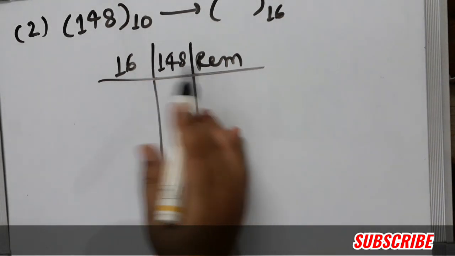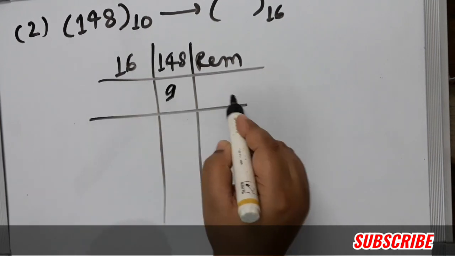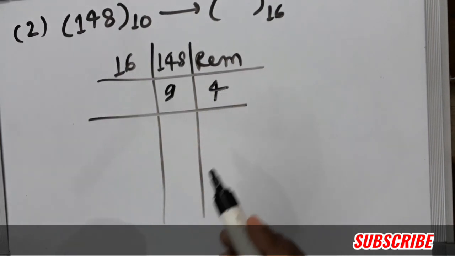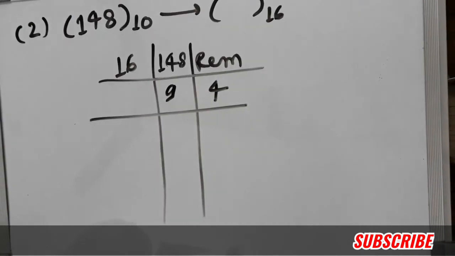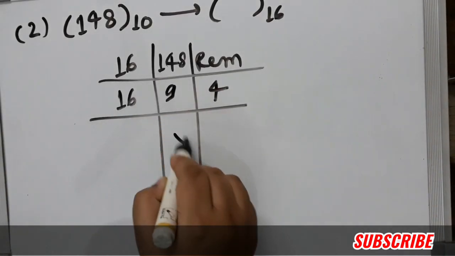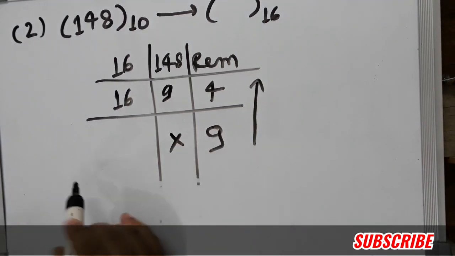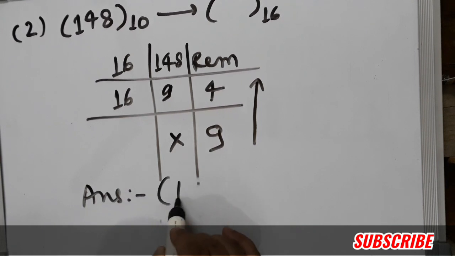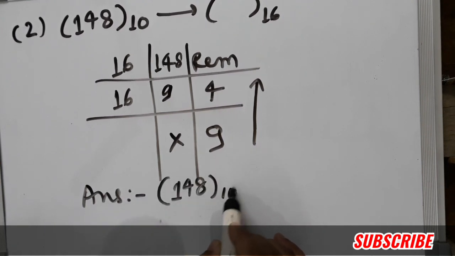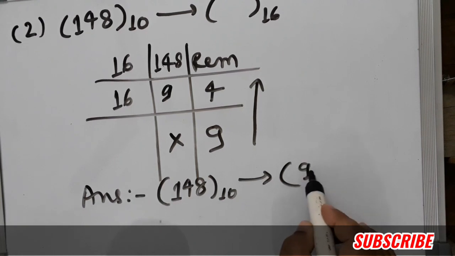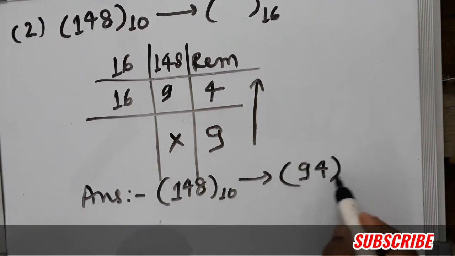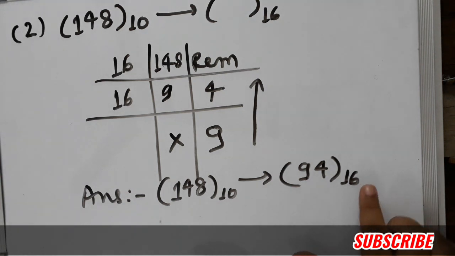If I divide this, we get 9 and remainder 4, because 16 into 9 is 144, and then we get 9 here. So our answer for 148 decimal converted into hexadecimal will be 94, and this will be the base. Always write the base, that is the radix, and it is really necessary, otherwise it will not be correct. It's necessary to write the base here.